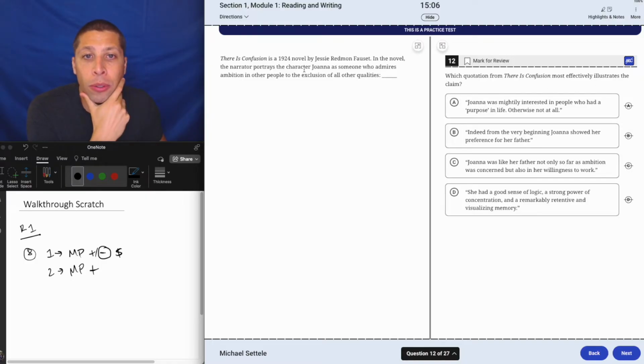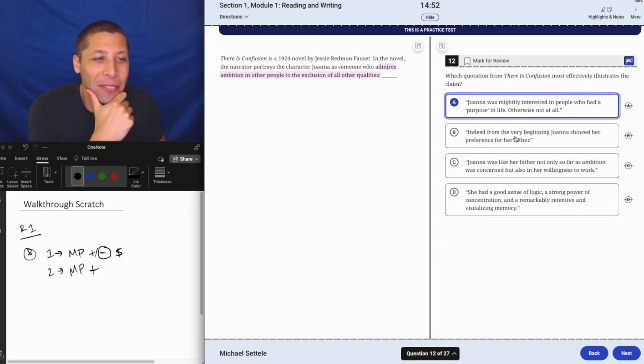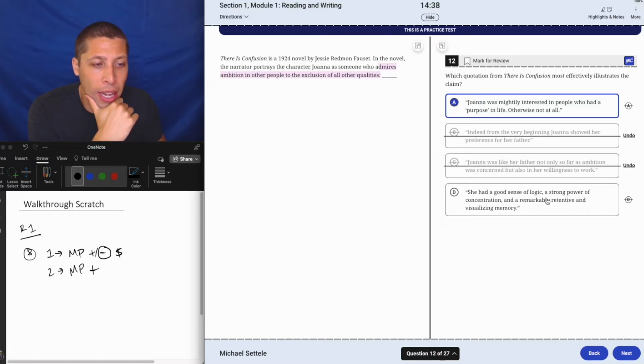Illustrates the claim. There's confusion. Novel admires ambition to the exclusion of all other qualities. Joanna was mightily interested in people who had a purpose in life. Otherwise, not at all. Yeah, that's literally it. Indeed, from the very beginning, Joanna showed her preference for her father, but is her father ambitious? I don't know. Joanna was like her father not only as far as ambition was concerned, but also in her willingness to work. Okay, well, it's about her ambition. I want ambition in other people. This is clearly a trap. She had a good sense of logic, a strong power of concentration. Okay, yeah, this is not about it, so it's definitely A.